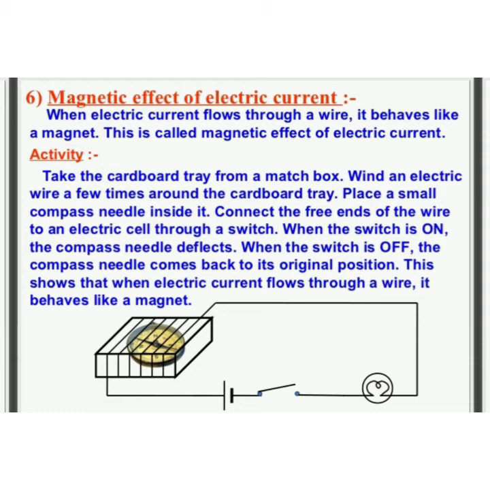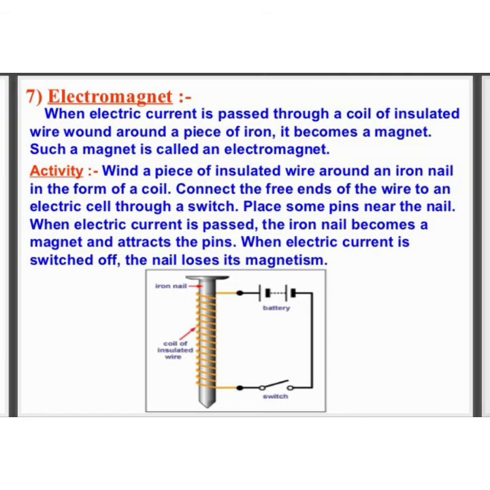Wind some electric wire around it and place a small compass needle inside it. Now connect the free ends of the wire to an electric cell through the switch. When the switch is off, the compass needle comes back to its original position. This shows that when an electric current flows through a wire, it behaves like a magnet. So, it is a simple law of nature that when an electric current is there, it has a magnetic effect around it, and the vice versa is also possible.